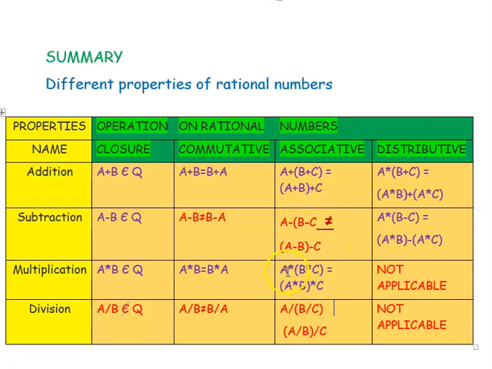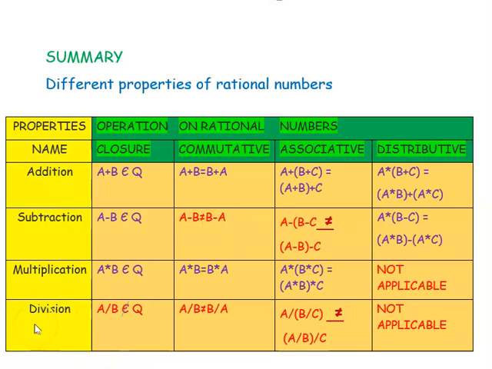Then we'll see multiplication. (a times b) times c is equal to a times (b times c). So that is also satisfied. Multiplication is associative for rational numbers. Next operation is division. If we perform division, (a divided by b) divided by c is not equal to a divided by (b divided by c). So division is not associative for rational numbers.